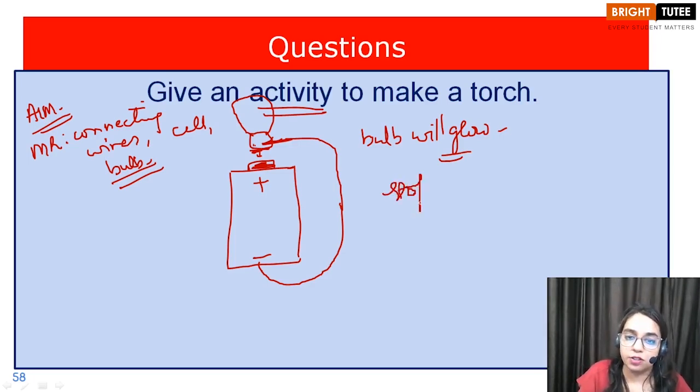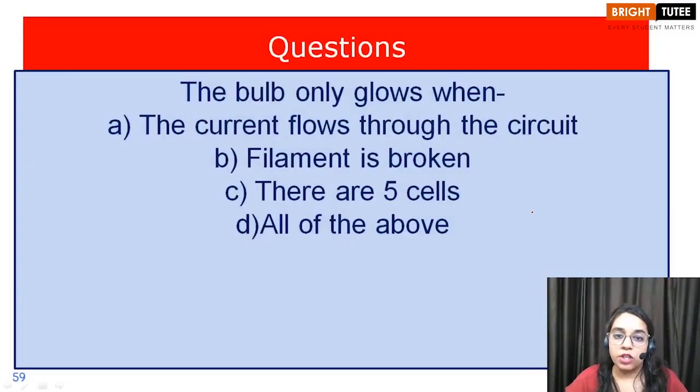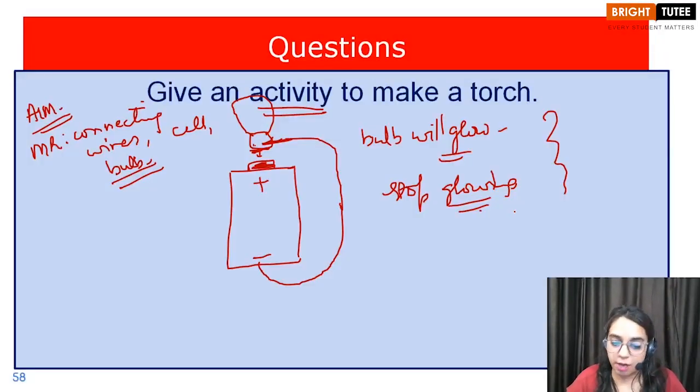Bulb will stop glowing. Why? Because in that case we are breaking the electric circuit. Okay children, so this is the simple way in which you can make a torch. So children, let us discuss about it.